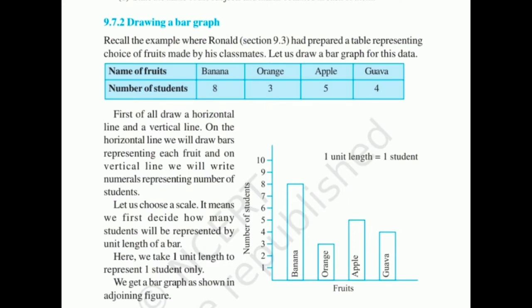Recall the example in section 9.3, where Ronald had prepared a table representing choice of fruits made by his classmates. Let us draw a bar graph for this data. So you can see the fruits and number of students and their choices. First of all, draw a horizontal line and a vertical line. On the horizontal line, we will draw bars representing each fruit, and on the vertical line we will write numerals representing number of students. Let us choose a scale. It means we first decide how many students will be represented by unit length of a bar. Here we take 1 unit length to represent 1 student only. So we get a bar graph as shown in the adjoining figure.